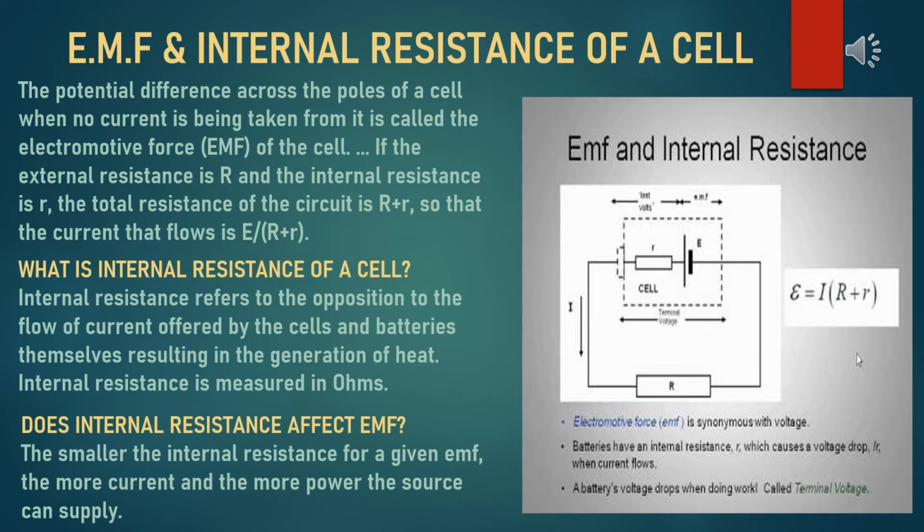Now, what is internal resistance of a cell? Internal resistance refers to the opposition to the flow of current offered by the cells and batteries themselves, resulting in the generation of heat. So, internal resistance is measured in ohms. Resistance is always measured in ohms. Remember this. And within the battery, that resistance present is called internal resistance. So, does internal resistance affect EMF? The smaller the internal resistance for a given EMF, the more current and the more power the source can supply.